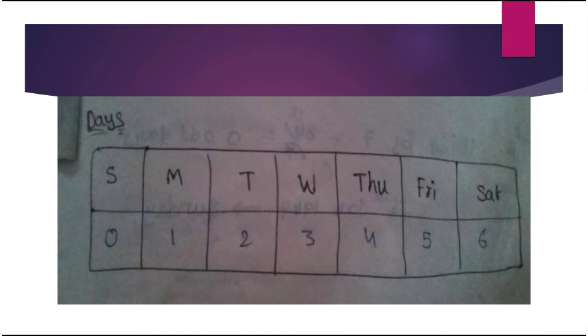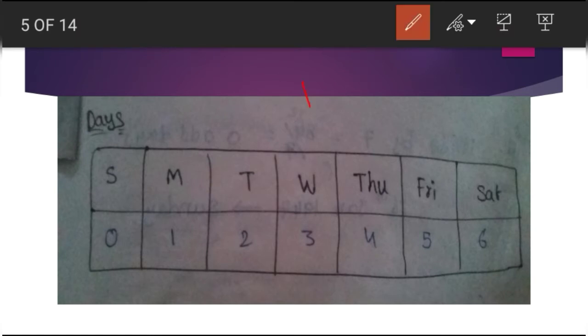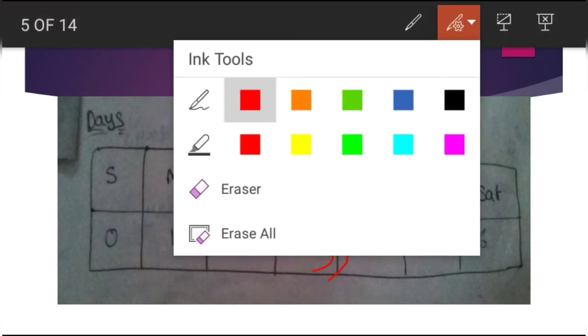Next topic. If you want to solve any kind of problem in calendars, then you have to remember 3 things. First days, then months, then years. If you remember these 3 values, then you can solve any kind of question related to calendars. Calendars is a very easy topic.